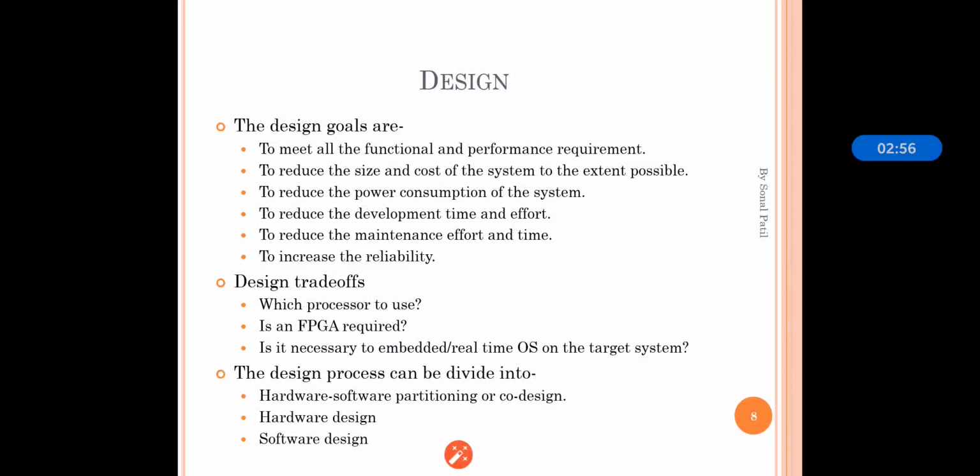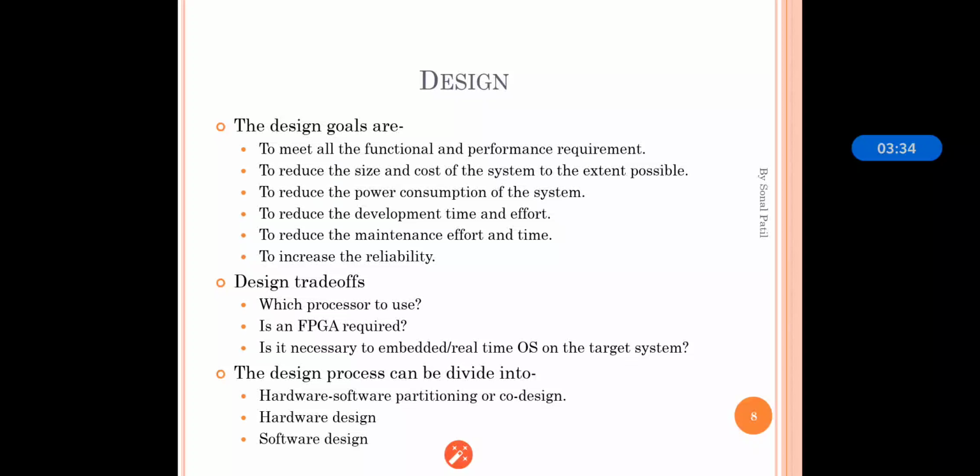That is also one of the goals: to reduce the development time and effort, and to reduce the maintenance effort and time. Whenever we are developing any system, operation and maintenance play the main role. Why? Because whatever system you have, its performance may be very good, but if its maintenance cost is very high, then it's not acceptable. So whatever we have designed should also require less maintenance time. So that is also one of the goals, to reduce the maintenance effort and time.